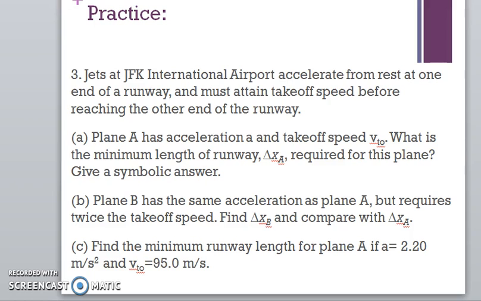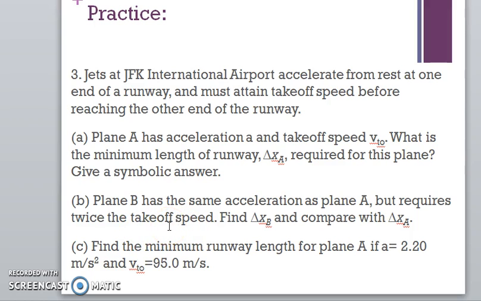Okay, now we look at part B. Plane B has the same acceleration as plane A in our first example, but requires twice the takeoff speed. Find the change in distance for B and compare it with the change in distance for A. So basically they're asking how much more runway it'll need. Let's look at it. Plane B has the same acceleration as plane A, so the acceleration is going to be the same. The takeoff speed is what changes.